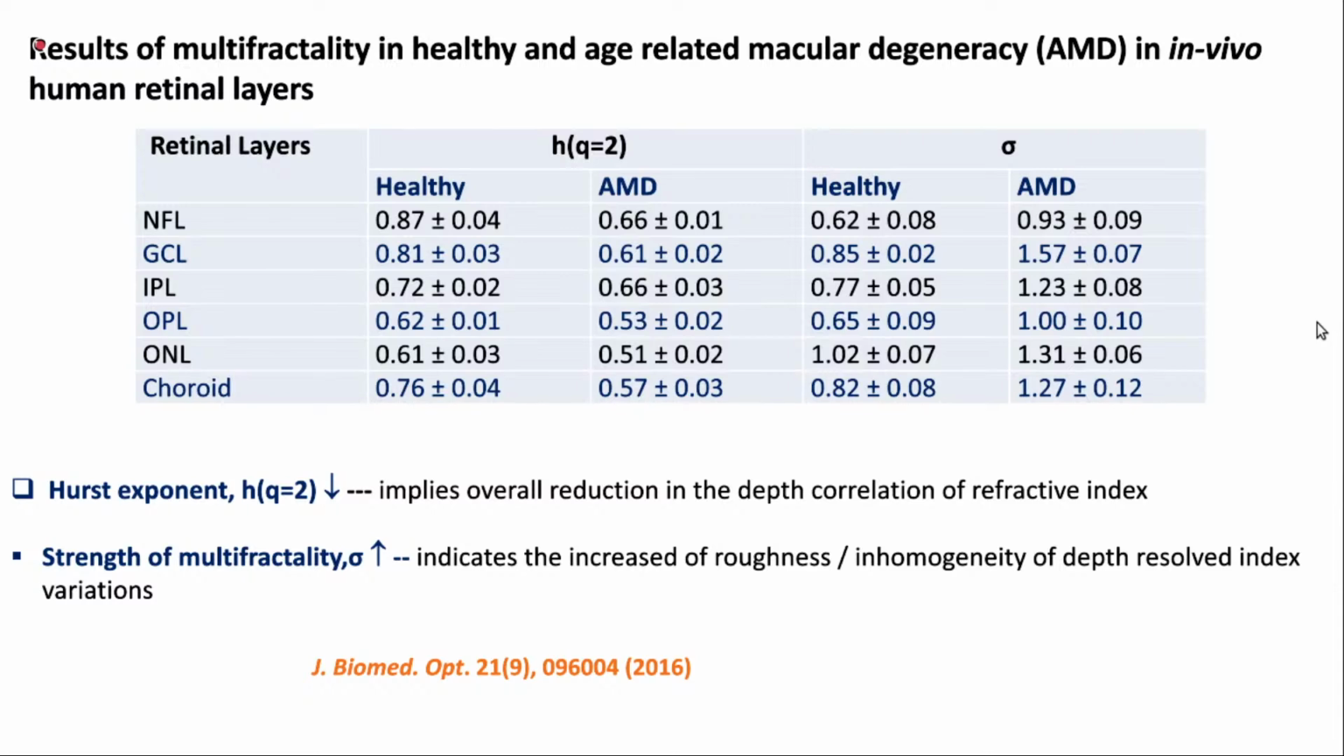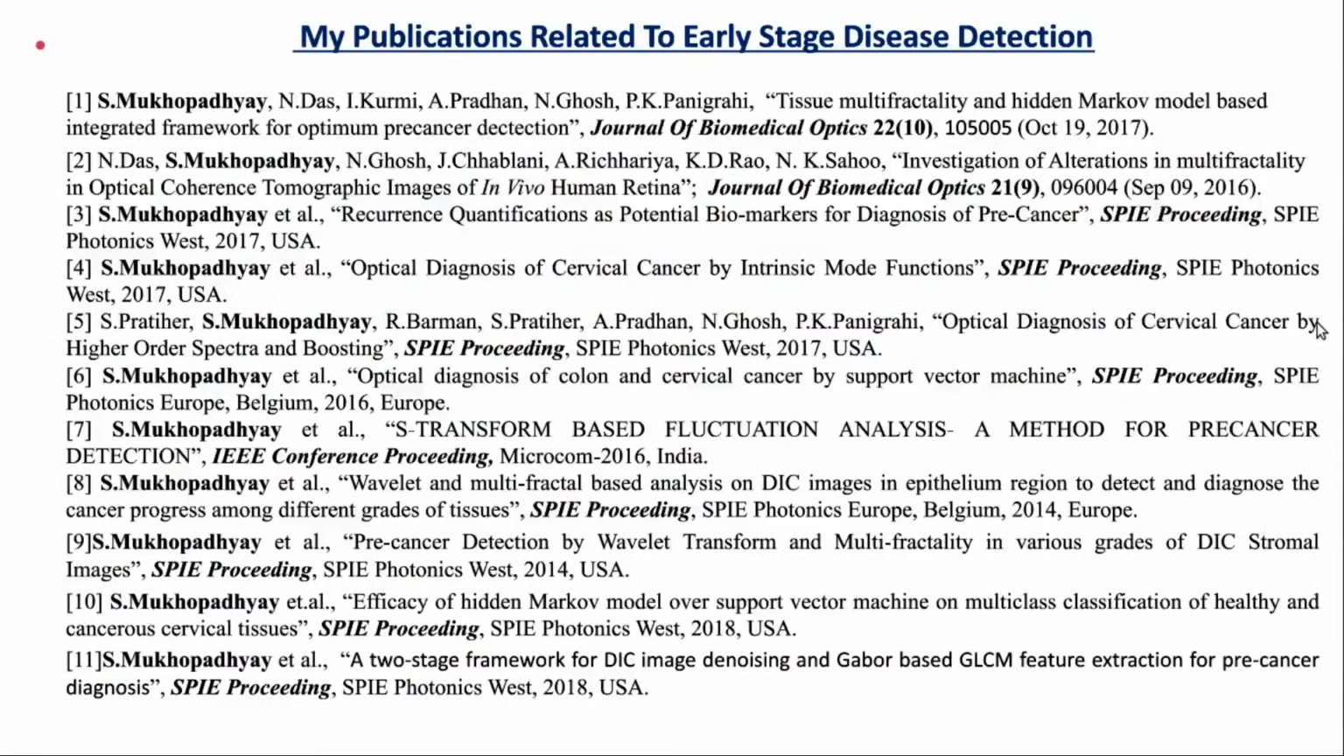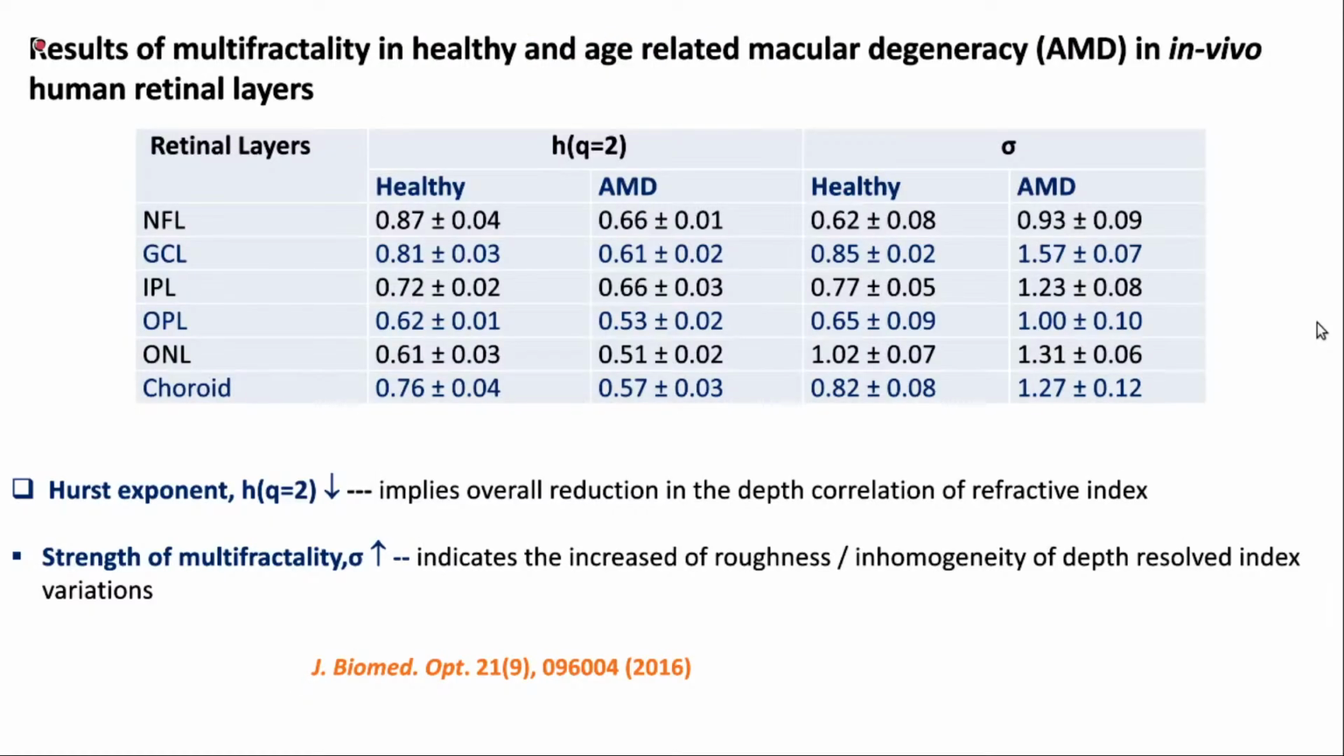If you compare healthy and age-related macular degeneration, there is a decrement in the correlation level. In every case, you can see an increment in the surface heterogeneity in the sigma value. If you consider layer NFL healthy, NFL AMD, GCL healthy, GCL AMD. So in this way, we can see.